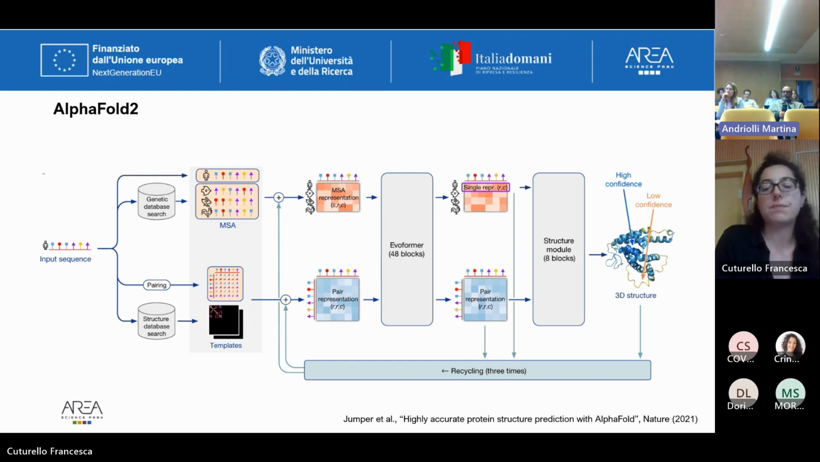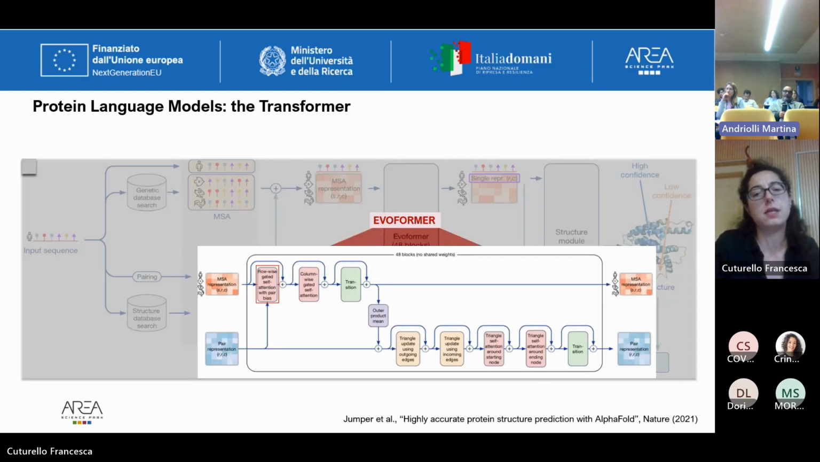This is a very complex model. It's also modular, made of many blocks. When we look at the first block, the Evoformer block, we notice that it fully relies on a relatively novel architecture, which is the transformer architecture. It is a deep learning algorithm that has been very much studied recently. It's also behind ChatGPT, just to say that it has many important applications in other fields.